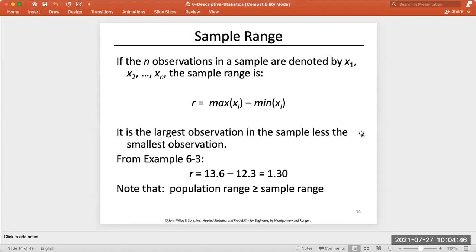Another very simple parameter used to represent the spread of the data is known as the range. You may be using range in quality also when you are going to find out the upper limit of the control and lower limit of the control, the control limits for any process.